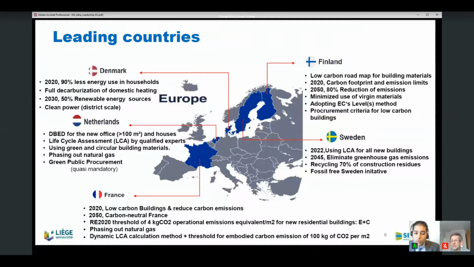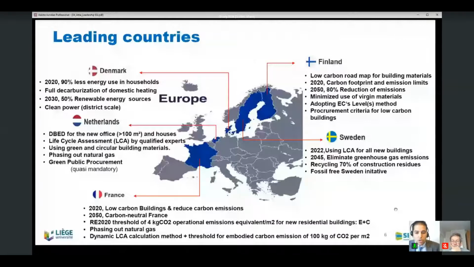And finally, I move to the Netherlands that has already a mandatory requirement for implementing LCA for all newly built construction, and definitely they have an ambitious plan with the phasing out of natural gas, and some municipalities, based on personal initiatives, they are having circular green public procurement protocols that are already implemented in place.